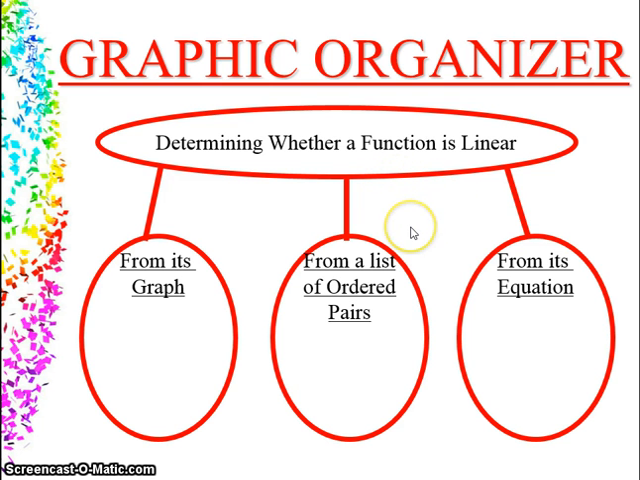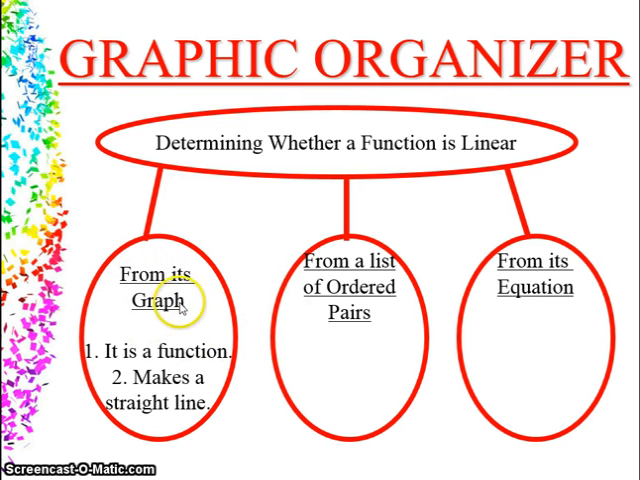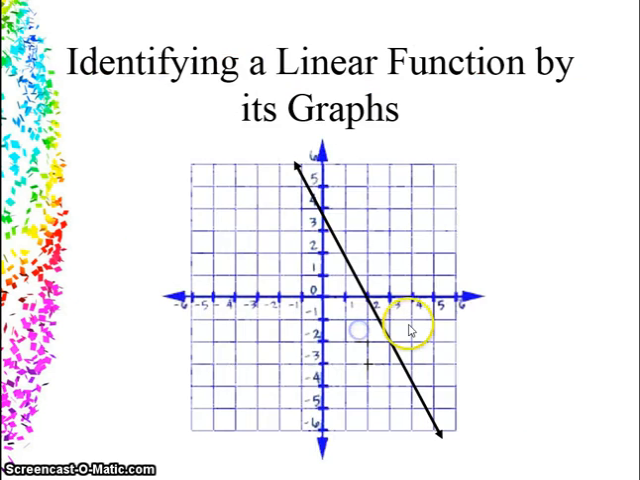So to start, let's start with determining whether a function is linear if we're given a graph. If we are given a graph, we need to first make sure that it is a function. Now recall, how do we determine if a graph is a function? We use the vertical line test. So we're going to see, does it pass the vertical line test, and then does it make a straight line? So is it a function, and is it a straight line? So let's look at some examples.